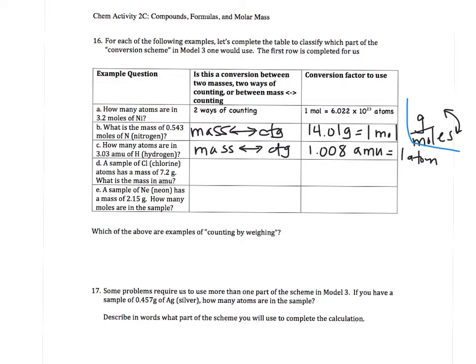So notice that in these two cases so far, where we were converting between mass and counting, we needed to go to the periodic table to get the numerical value that we needed, and then we needed to make sure we attached the right units to it.